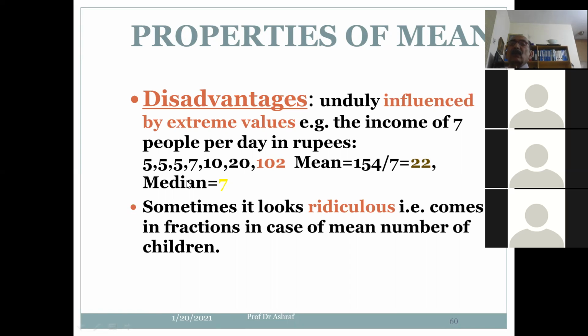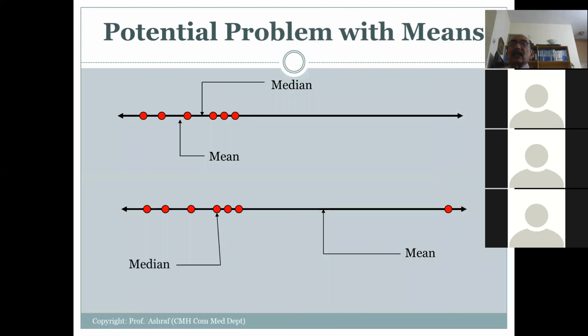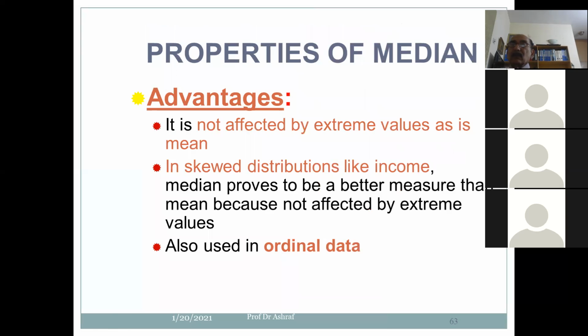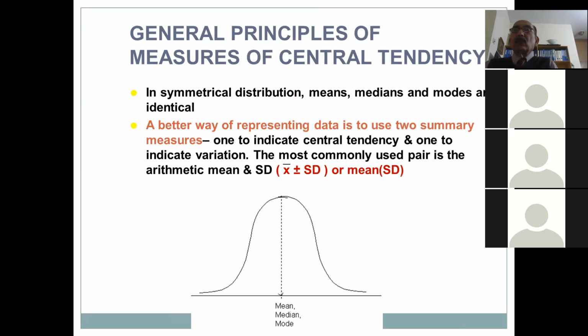Sometimes the median also looks ridiculous, coming in fractions in the case of the number of children. So there are problems. In that case, you calculate the mean. For example, here you say mean and median should be close. They are close here, but once the extreme value comes in, then they are not close. Median is not affected by extreme values. In a skewed distribution, when the distribution is not normal, like income, the median proves to be a better estimate than the mean because it is not affected by the extreme values. The median can also be used for ordinal, categorical data.